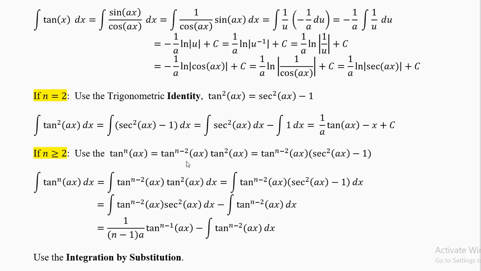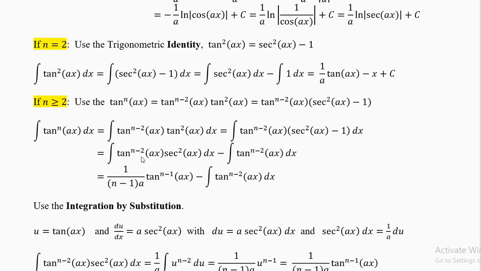We are not going to use integration by parts. You'll write tan power n as tan power n minus 2 into tan square ax. Tan square ax is secant square ax minus 1. Now derivative of tangent is secant square, so we can use substitution here, and that minus 1 will contribute to your reduction formula. Now this is it.